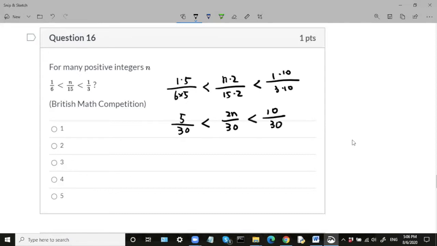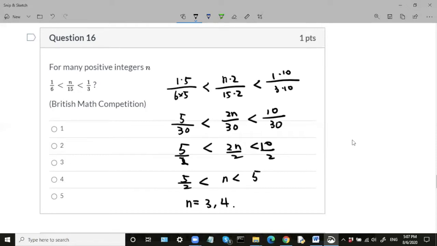Then we can finally multiply all the fractions by 30. So 5 less than 2n, then less than 10. Dividing each number by 2, 5 over 2 is less than n, less than 5. n has to be a positive integer, right? This is 2.5, so n has to be 3 and 4. So 2 positive integers satisfy this inequality. So the answer is B.